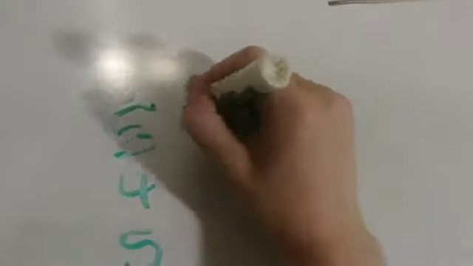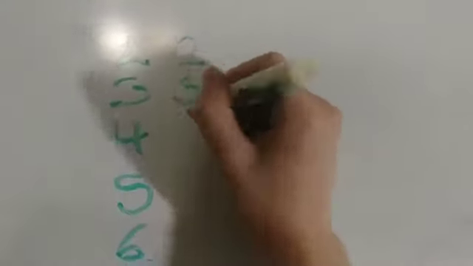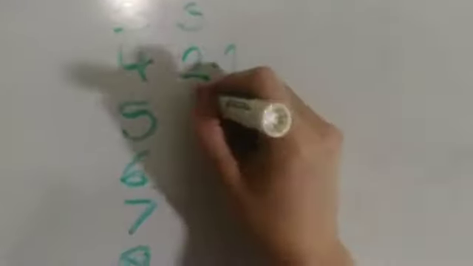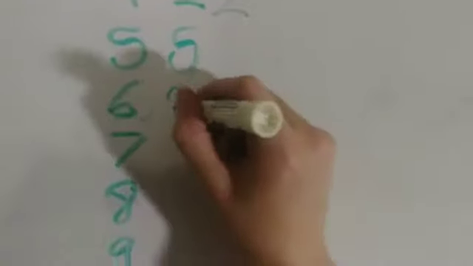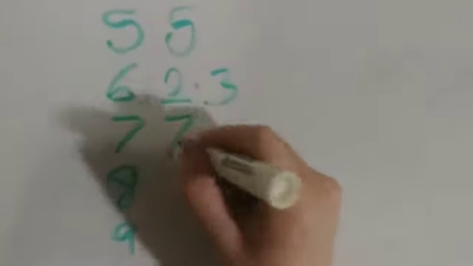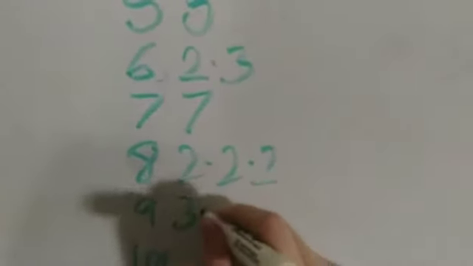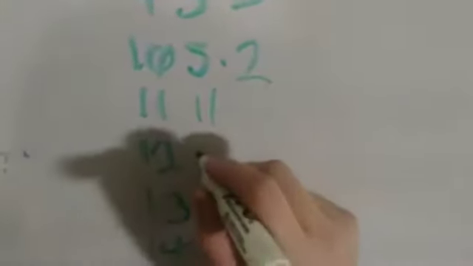Now, what I'm going to do is give you the prime factors of each one. The prime factors of 2 are 2. Prime factors of 3 are 3. These are primes. 4 is 2 times 2. 5 is just 5. 6 is 2 times 3. 7 is just 7. 8 is 2 times 2 times 2. 9 is 3 times 3. 10 is 5 times 2. 11 is just 11. 12 is 2 times 2 times 3.